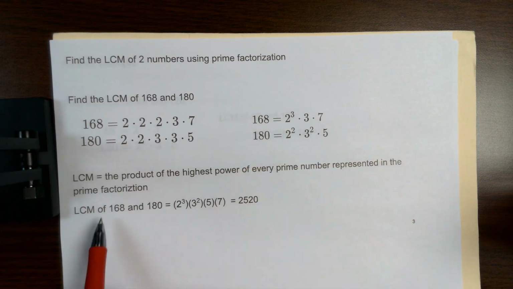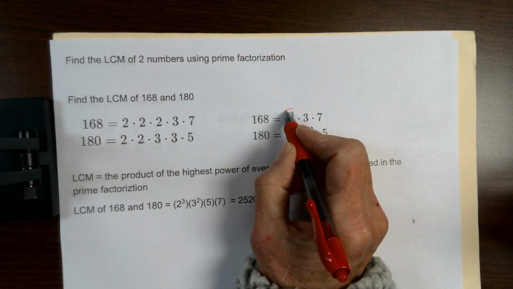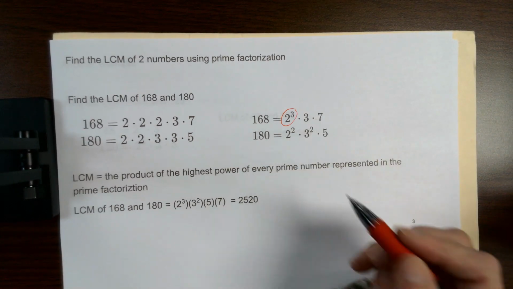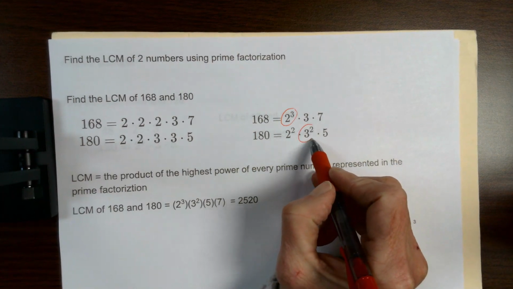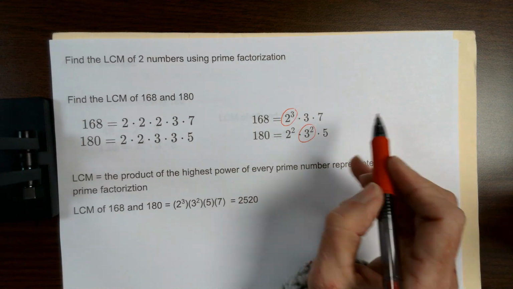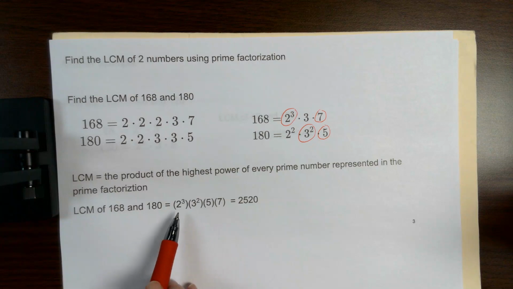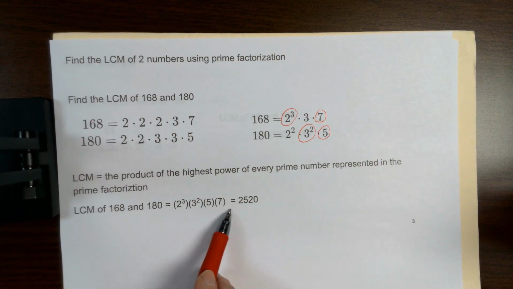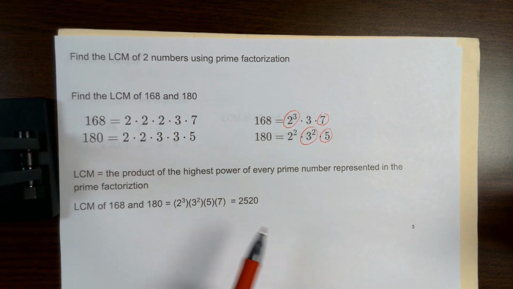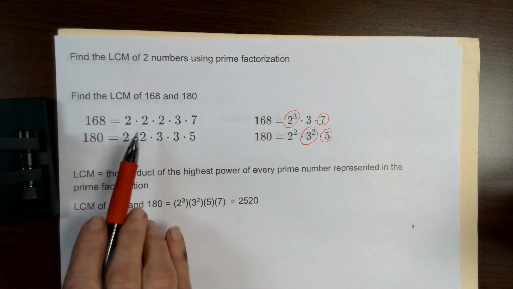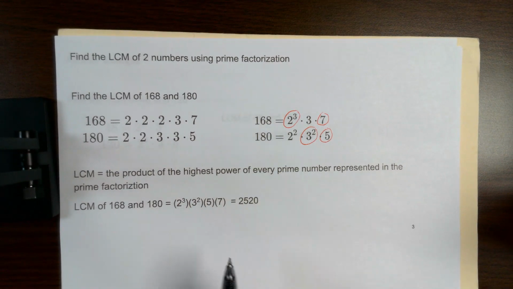So for 168 and 180, I would choose the highest power of 2, which would be 2 to the third power, the highest power of 3, which would be 3 to the second, the highest power of 5, and the highest power of 7. And I would multiply all 4 of those together, and I would get 2,520. So the least common multiple of 168 and 180 is 2,520.